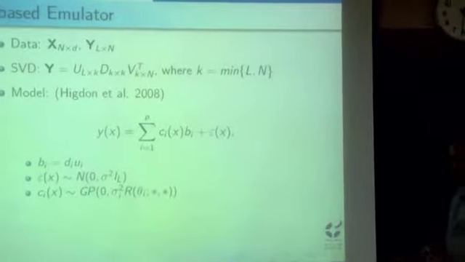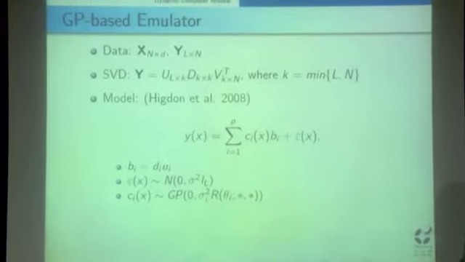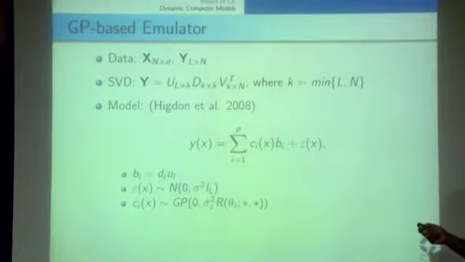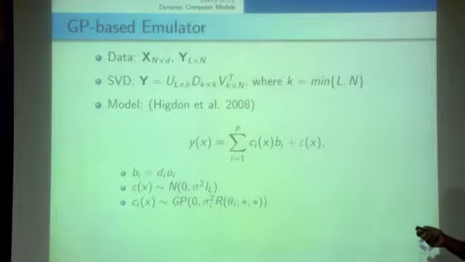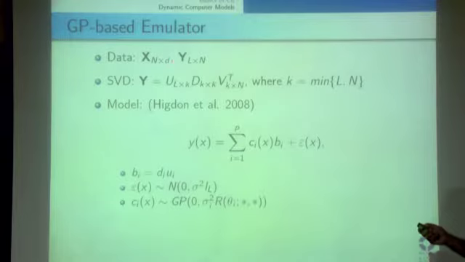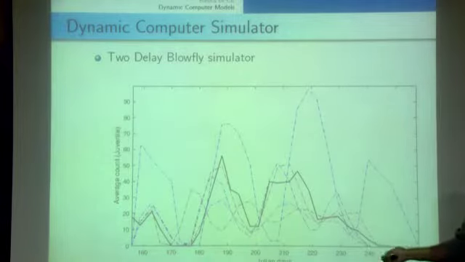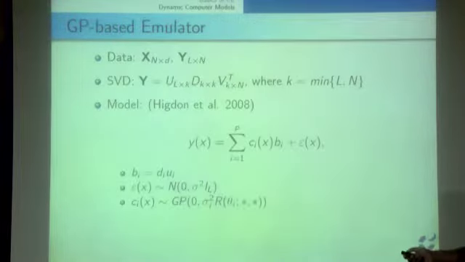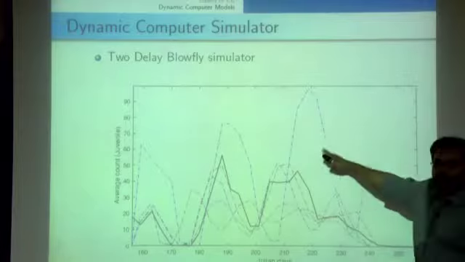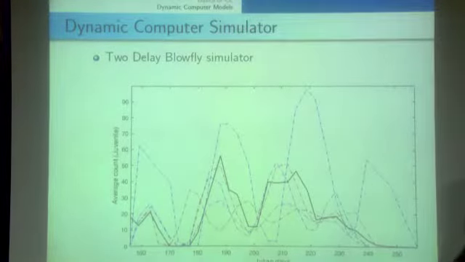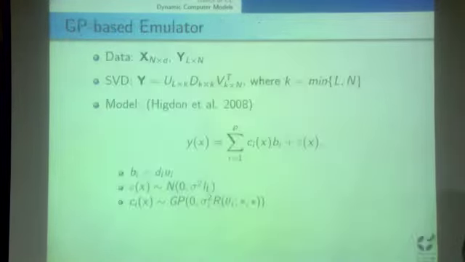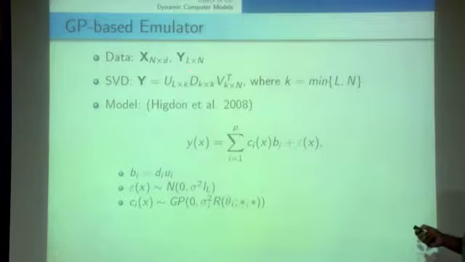So at the core of it, we have data like x. n is the number of runs, d is the input dimension, and y is the time series response here, a 100-day-long time series. Each curve is one observation, one computer model observation. L is the length of the time series, and n is the number of observations.